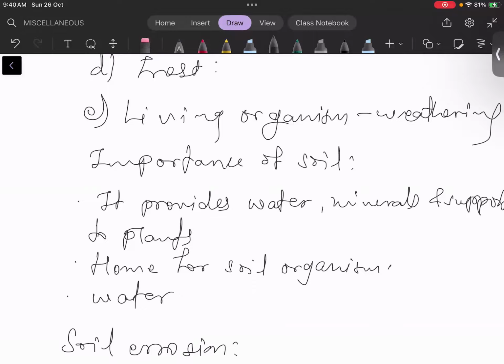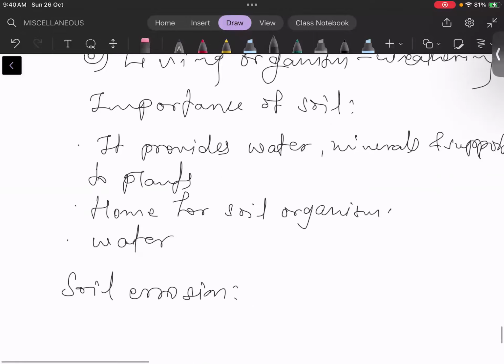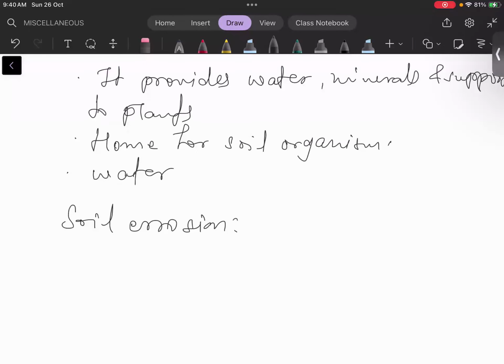Soil erosion. There are two causes of soil erosion. First, natural cause, and second, man-made cause. Natural causes include natural agents like wind and water.